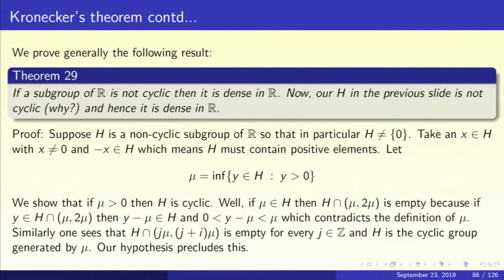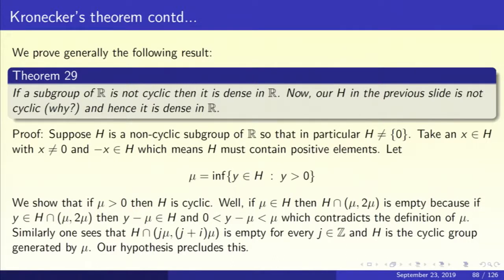Suppose H is a non-cyclic subgroup of R. In particular, H cannot be the 0 subgroup because the 0 subgroup is a cyclic subgroup. Take an element x in H and x is not equal to 0. Then minus x is also in H, which means H contains positive elements. One of x or minus x must be positive.